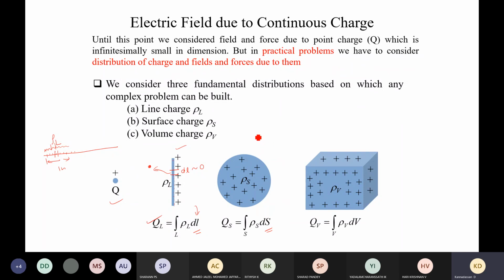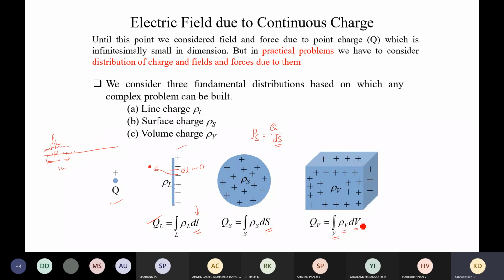So charge density, again I am saying, is nothing but the charge per unit area. Here it is the surface one, and depending on the coordinate system, this dS also will change. The next one is the volumetric one. So the volumetric one will have this volume integration with rho v and this dv.